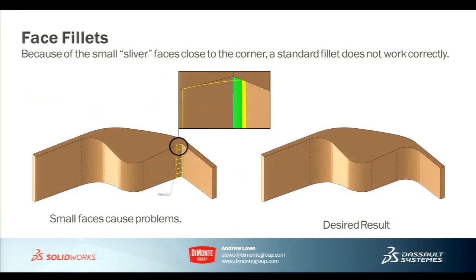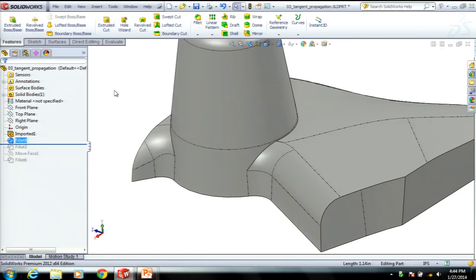The other technique or tool we might be able to try is the face fillet. The face fillet pops up in that error dialog box where it says "or try face fillet." And face fillet works a little bit differently than the standard constant radius fillet tool.